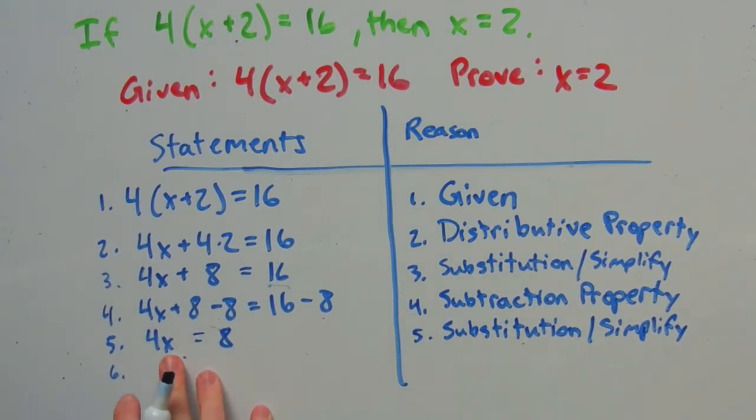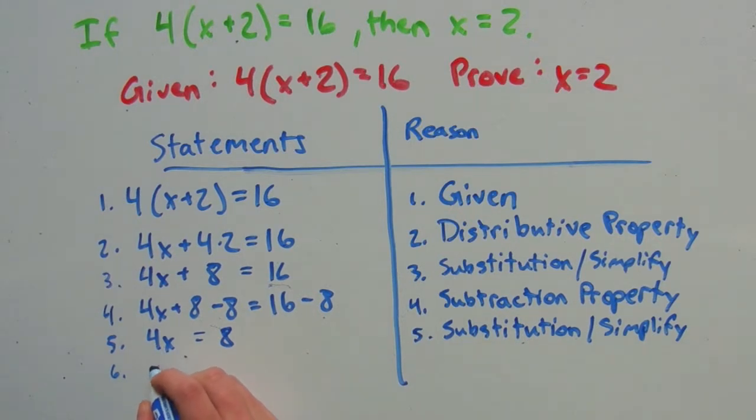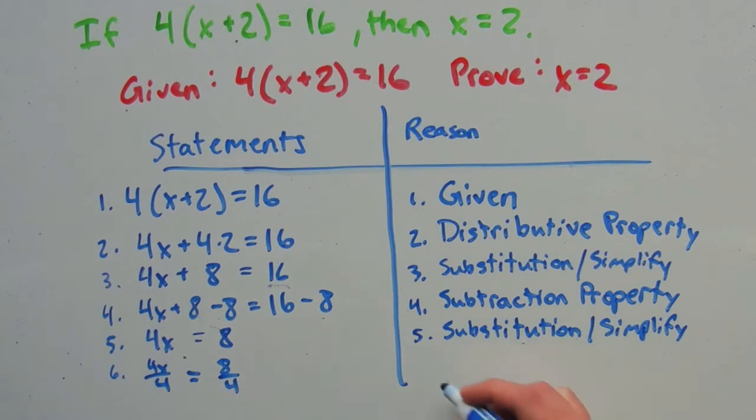Step 6, we need this x by itself, so we're going to use the division property and divide by 4. So we're going to have 4x divided by 4 equals 8 divided by 4. And that was the division property.